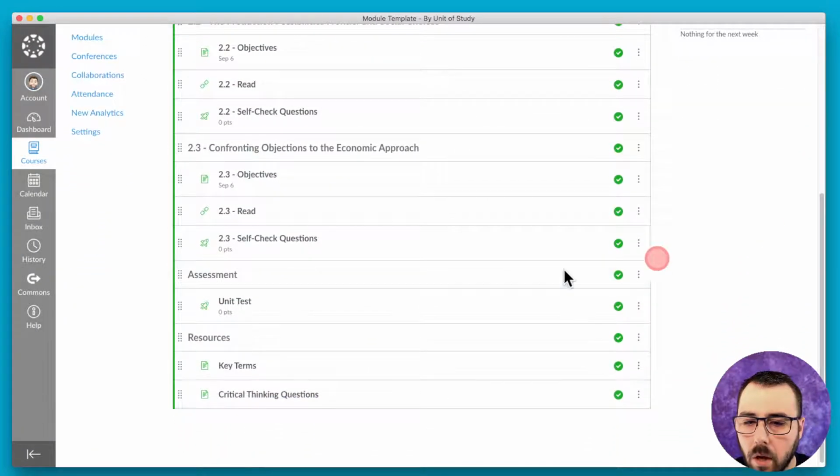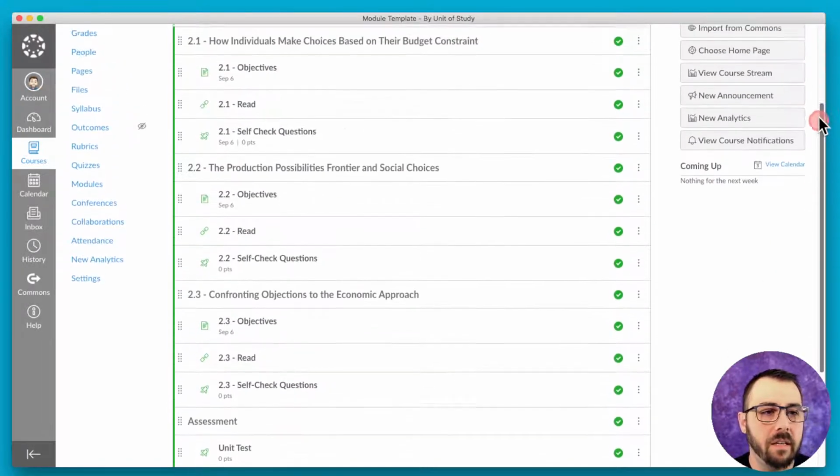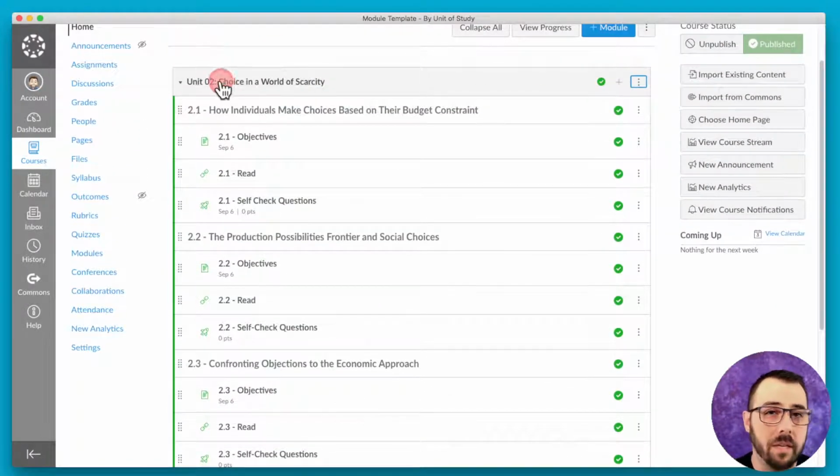Here at the bottom, we've included a section for assessment and then also a resource section that can have, say, key terms, critical thinking questions, whatever you might use for your course. Again, this is very effective in courses that follow closely with a textbook or where you want students to work more in a self-paced or sequential manner.